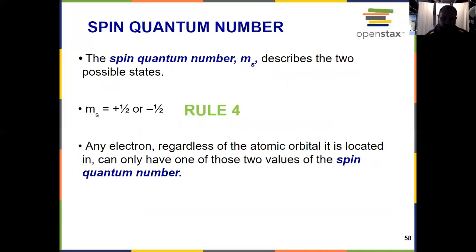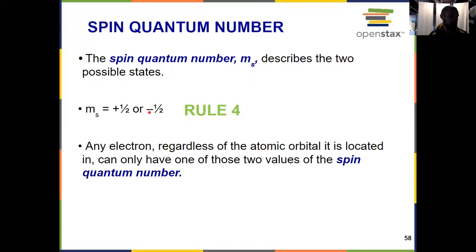An oversimplified way to think about it is like a clock, for example. It's locked into space. It can only go clockwise or counterclockwise. That's it. So the spin quantum number, which is our fourth and final quantum number, is represented by m sub s. And rule 4 here, this is the fourth rule slide, it can only exist in two possible values. M sub s is equal to plus 1/2 or minus 1/2. No other values are possible for m sub s.